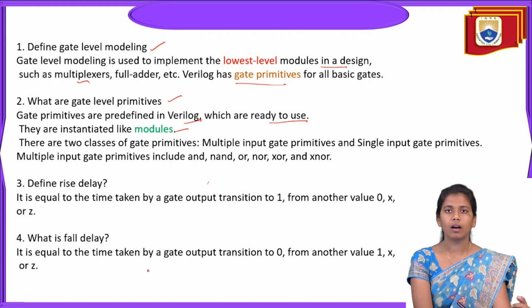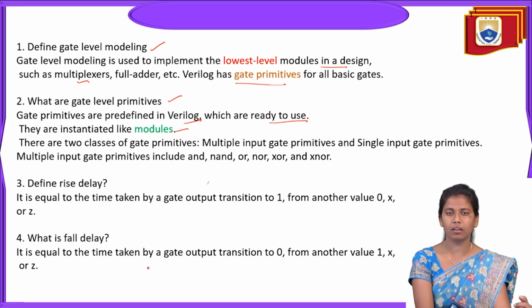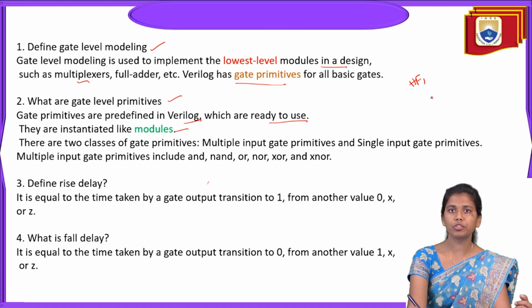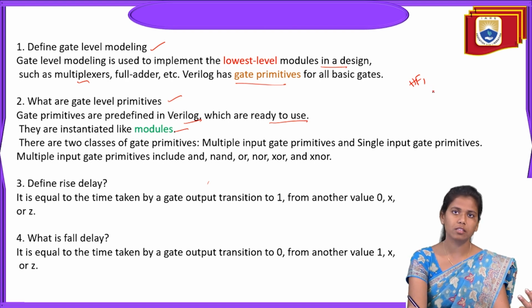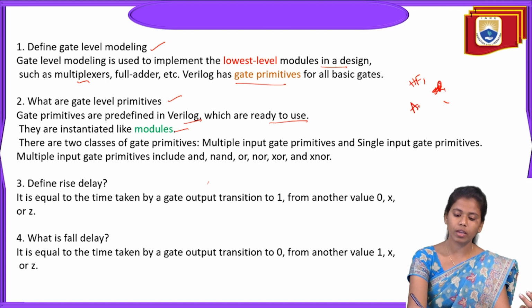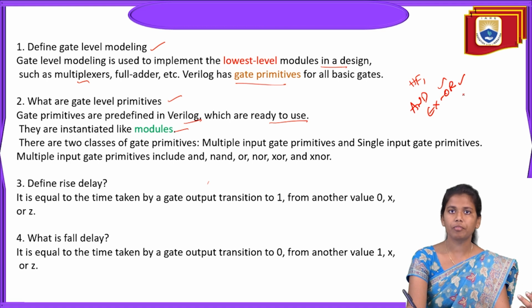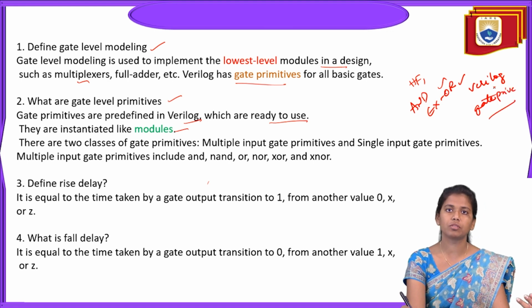For example, I'm going to design a half adder. In this half adder, I'm going to use two kinds of gates: the AND gate and the XOR gate. I can make use of the AND and XOR gates from the gate primitives in the Verilog library.